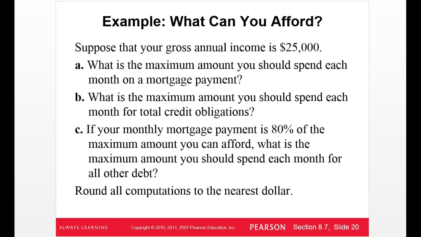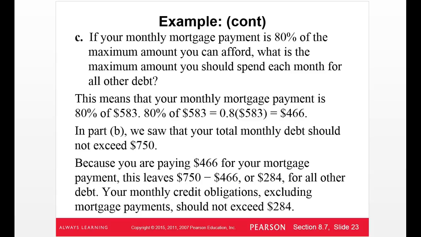Now the third question, you've got to pay attention a little bit better. If your monthly mortgage payment is 80% of the maximum amount you can afford, so it's not 100%. We're not maxing it out. You don't have to spend the highest amount that you can. So 583 was the biggest that we could spend. If we take 80% of that, just multiply by 0.8, we get 466. So that's what I'm spending on my mortgage payment.